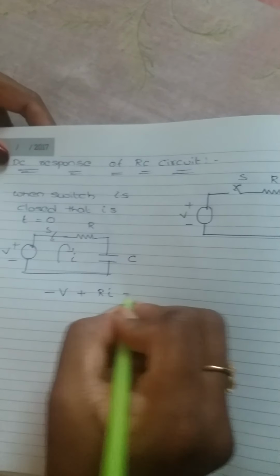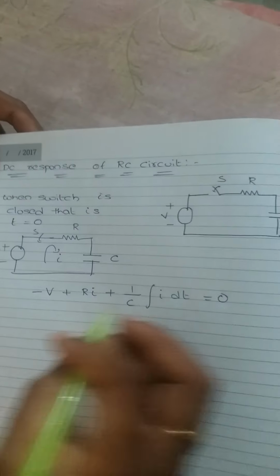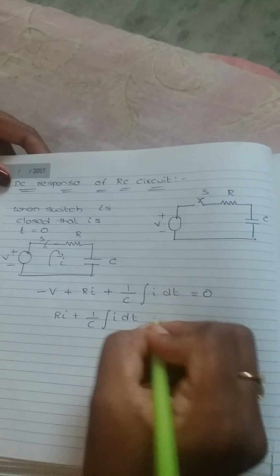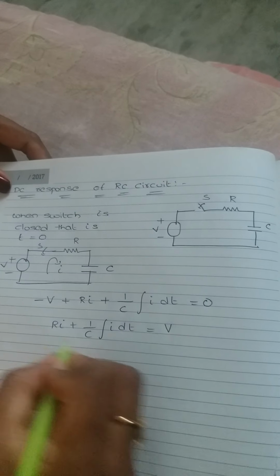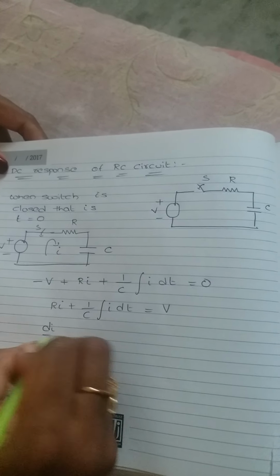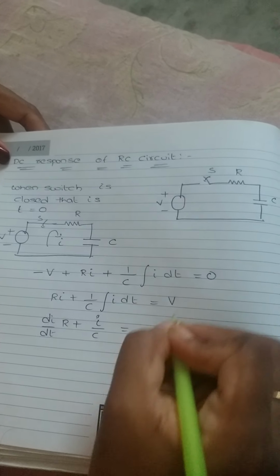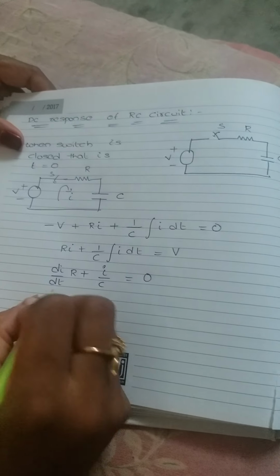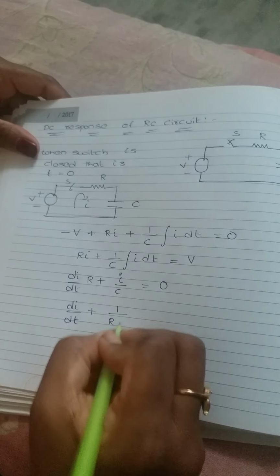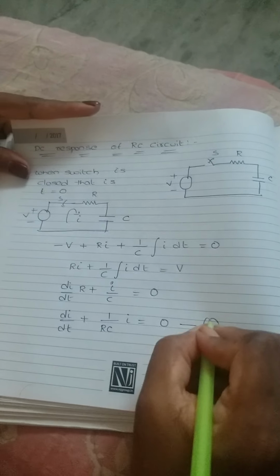R into I plus 1 by C integral I dt equal to 0. Then R into I plus 1 by C integral I dt equal to V. Now I am taking the derivative on both sides with respect to t. Then di by dt into R plus I by C equal to 0. Now we can write this equation as di by dt plus 1 by RC into I equal to 0. This is equation 1.